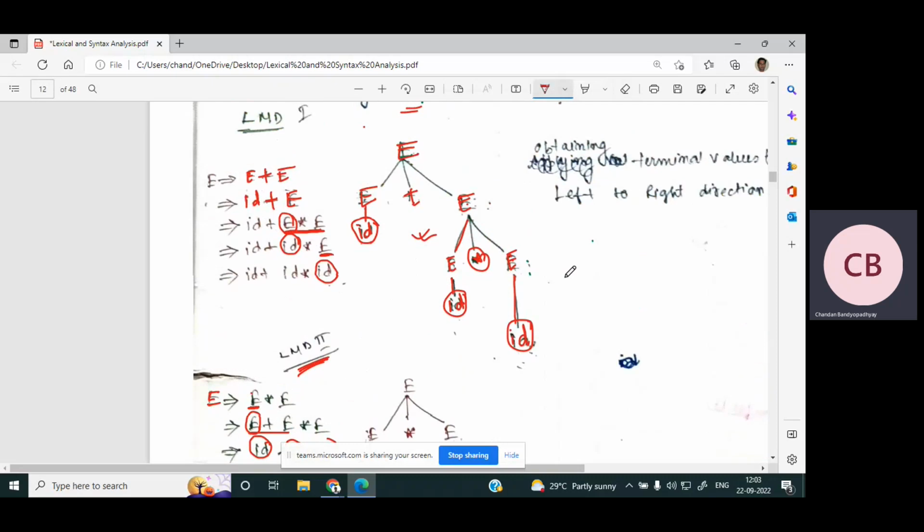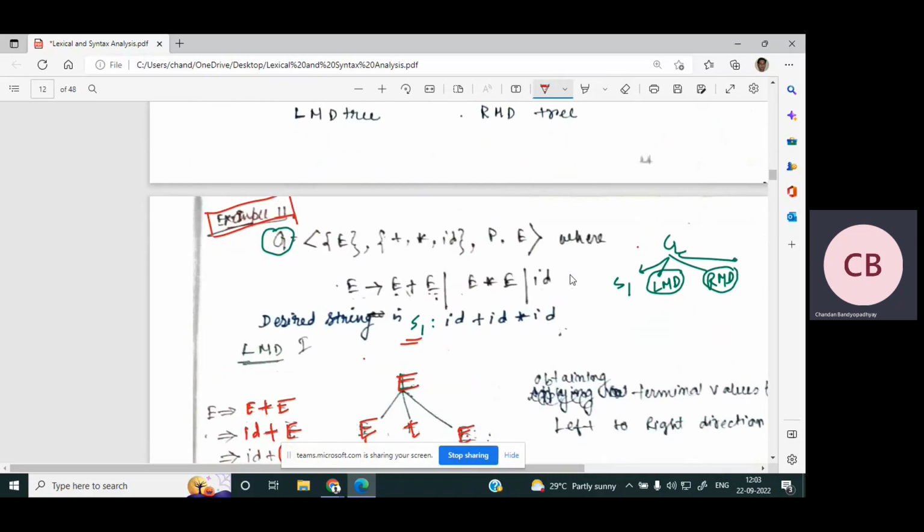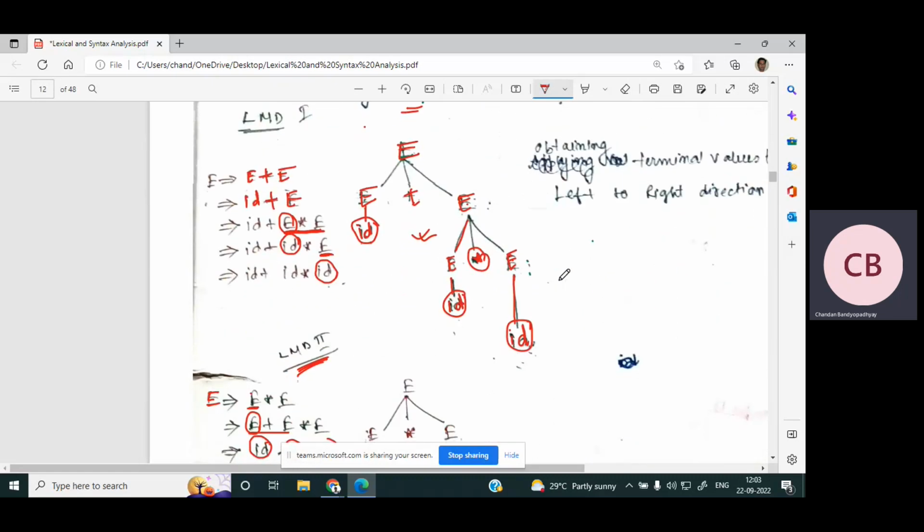If we are obtaining 5 LMDs, then definitely we will be obtaining 5 RMDs. So for this grammar that we have taken here, definitely the grammar is ambiguous grammar because the grammar is generating two LMDs and two RMDs. It may generate more than two or more than three, but we are not focusing on that aspect. Once more than one LMD is derived, we can conclude that the grammar is ambiguous. Correct? I hope the idea is clear.